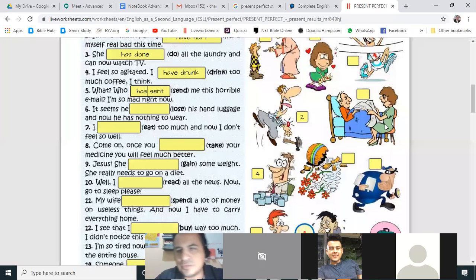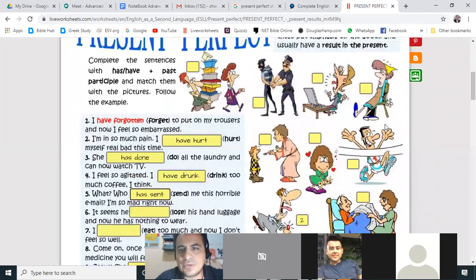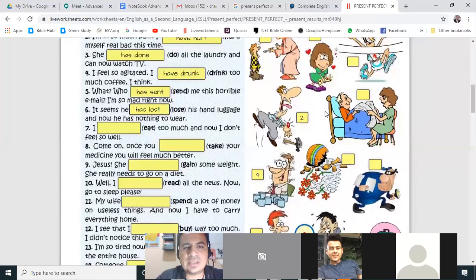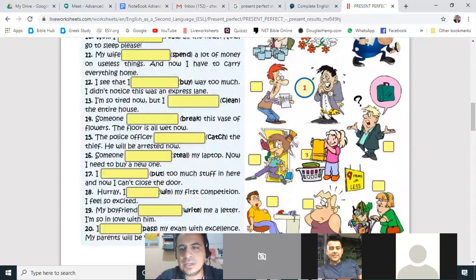Number five. Let's look for number five. Right here, right? Who has sent me this email? Number six. It seems he lost... I have to use the auxiliary verb first. He has lost. Is that the past participle? I think so, right? Okay, very good. Number six. It seems he has lost his luggage and now has nothing to wear. Right here. Yes, he lost his luggage, maybe at the airport.